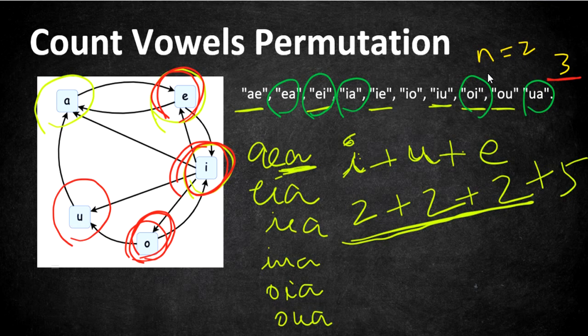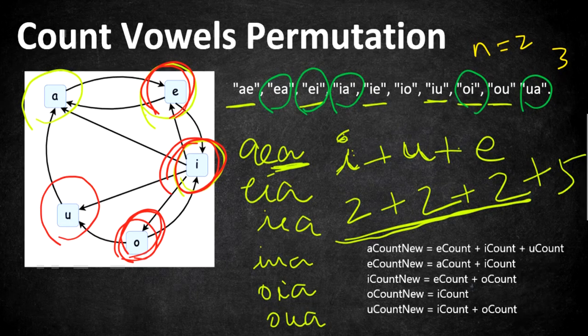So overall, you can represent this as this. That is, a new count of A can be calculated from the number of strings ending with E, ending with I, and ending with U. Same way, the other vowels can also be calculated from the previous characters' count. So we are going to use this logic, where you can apply this for dynamic programming, bottom-up approach, or you can solve this with the same logic using a recursive approach using memoization.